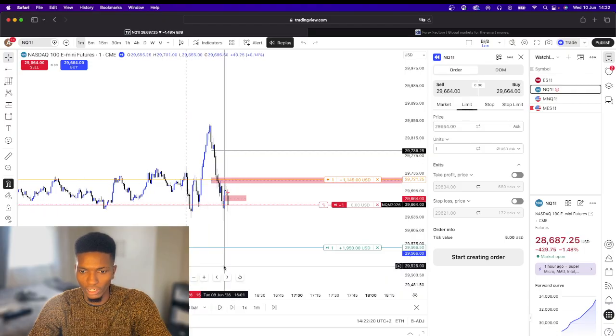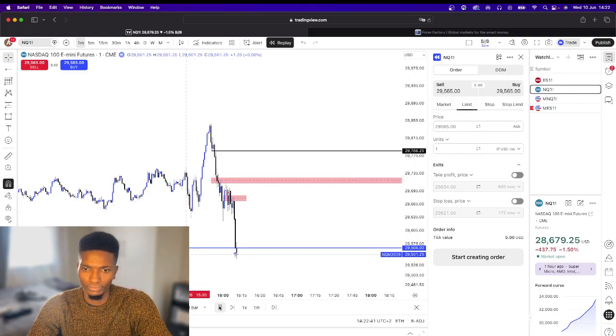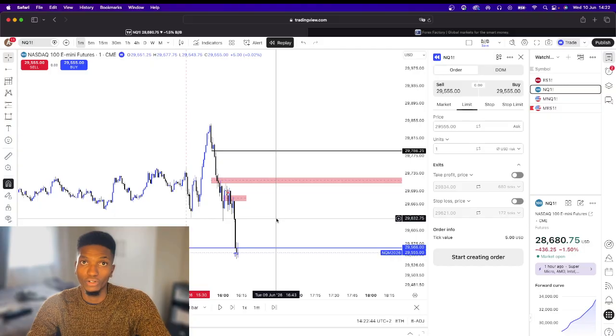This was around 4 p.m., meaning 30 minutes into the market open, right? And again, we didn't have any news event for the day, so I have to point that one out. So let's see how it played out. Okay, there, and then our take profit was hit just like that, right?